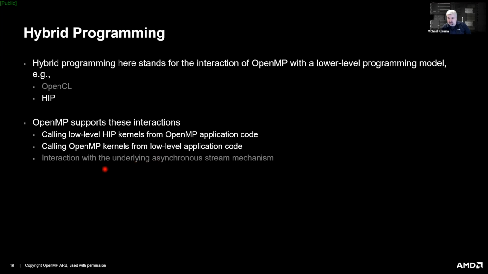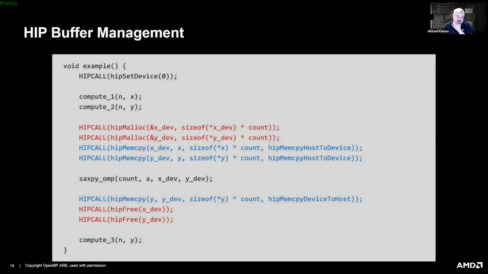So there's a way how you can interact with the underlying asynchronous stream mechanism. You can actually query the OpenMP runtime to give you the underlying stream object, return it to you so that you can use it to enqueue your own kernels and exploit additional mechanisms that are available via this low-level access to the machine.